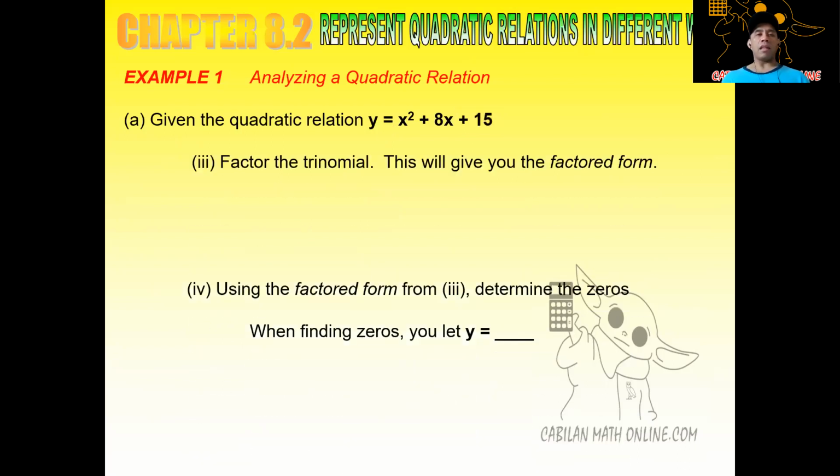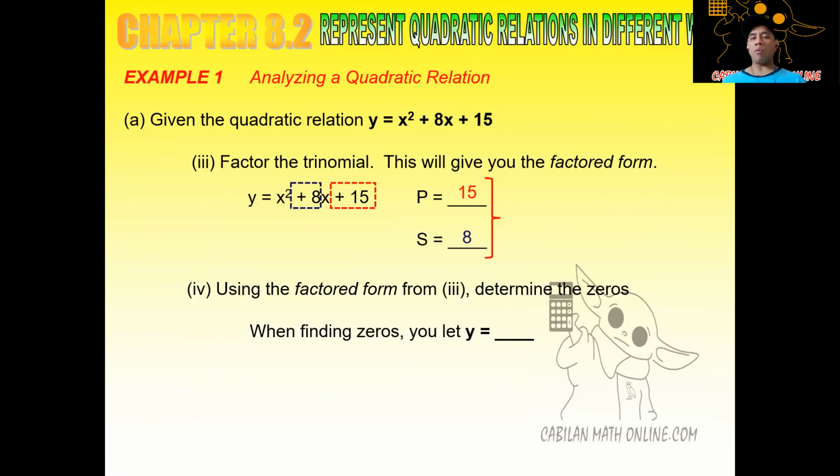All right, so the next part, we now need to factor the trinomial here. And what we want to do here is to approach this using the product and sum method. So what we have here, again, remember the product is the number on its own. So that's going to be the plus 15, and the sum here is going to be the positive 8.